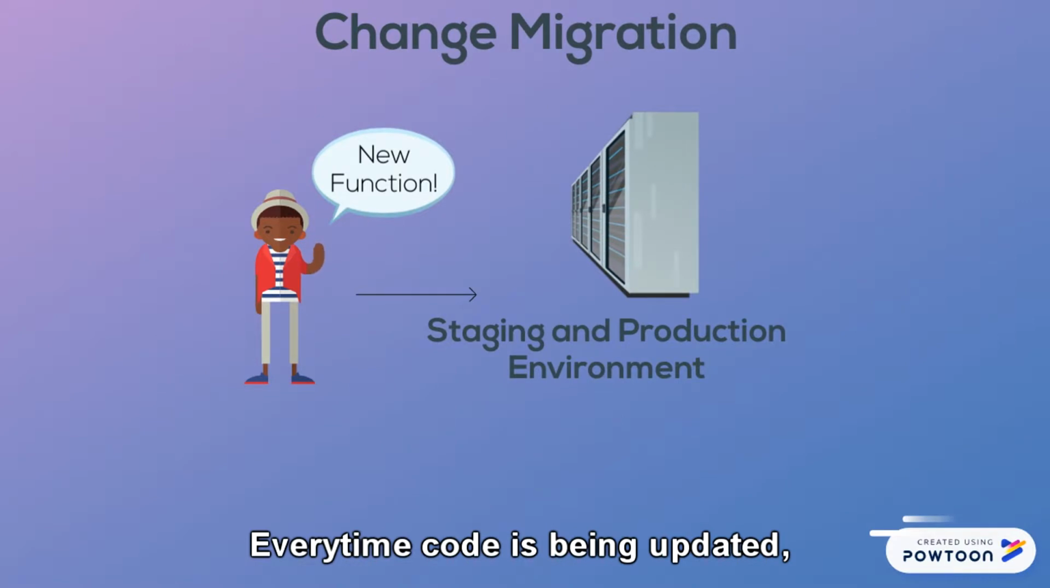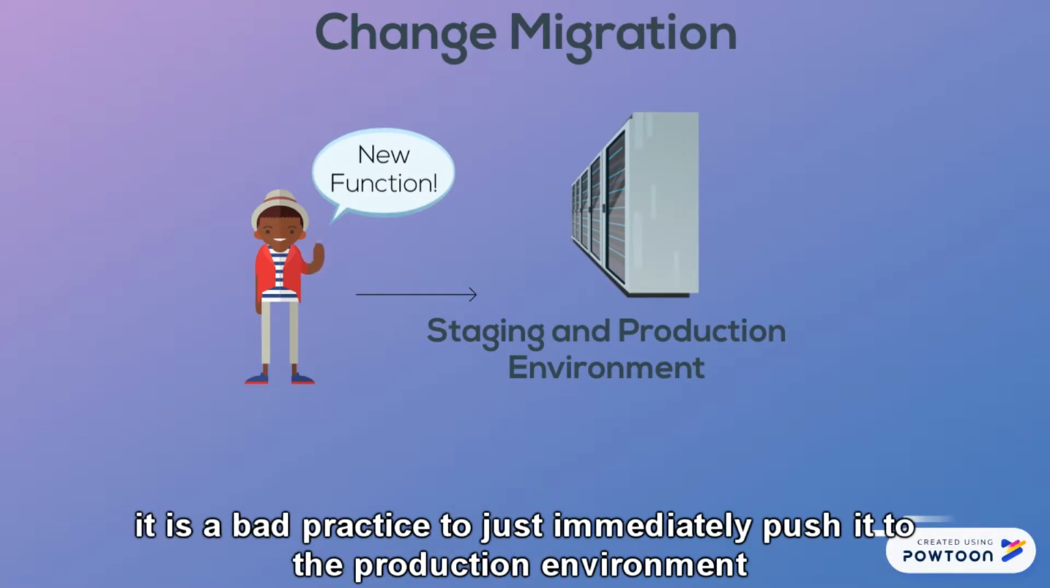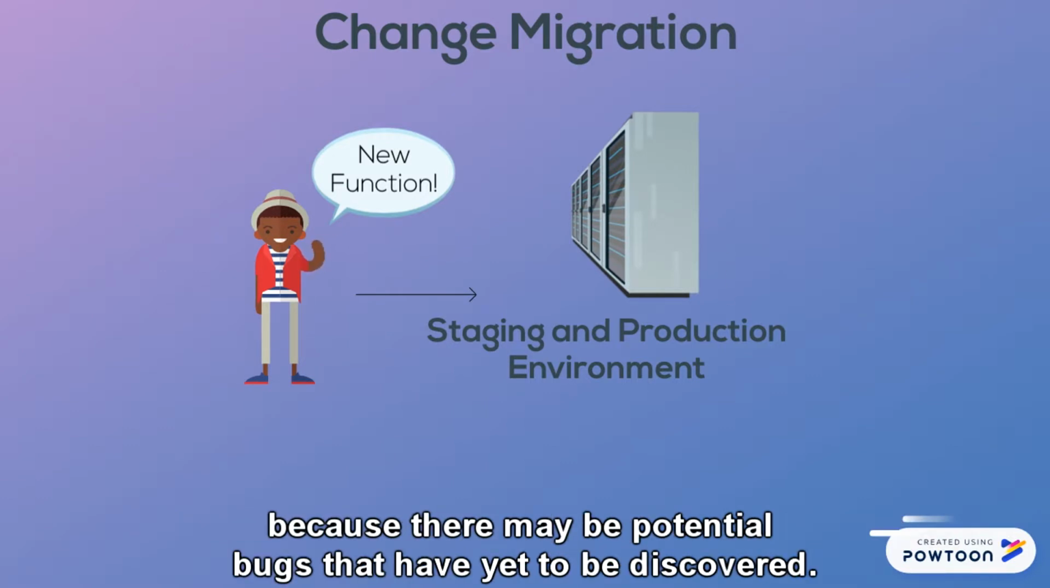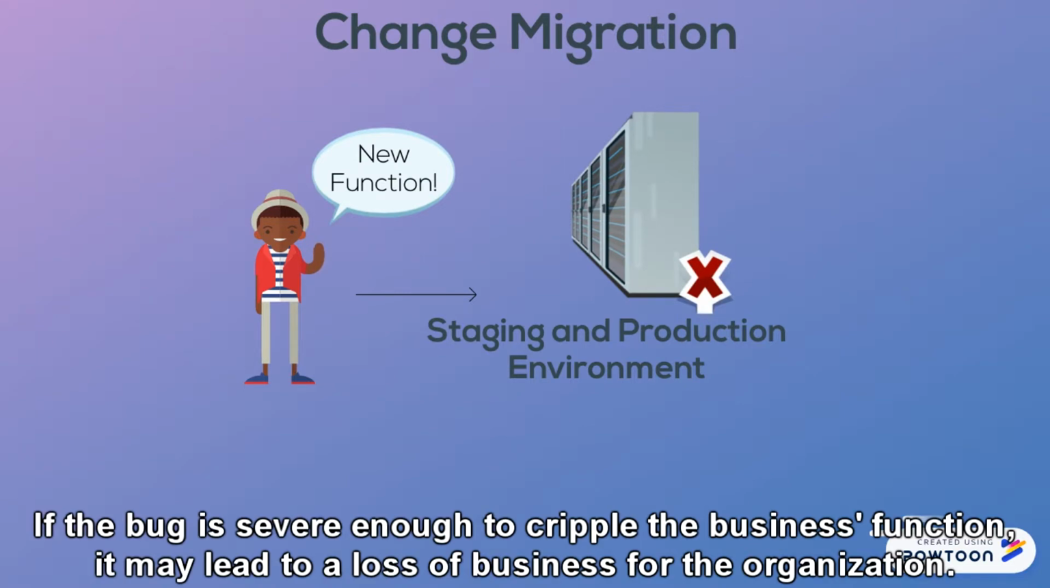Every time code is being updated, it is a bad practice to just immediately push it to the production environment because there may be potential bugs that have yet to be discovered. If the bug is severe enough to cripple the business function, it may lead to a loss of business for the organization.